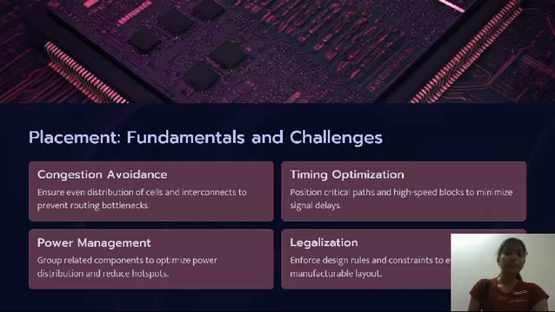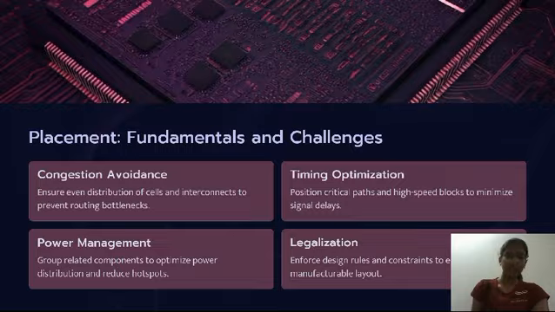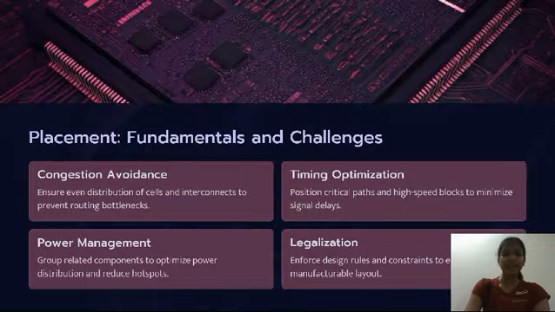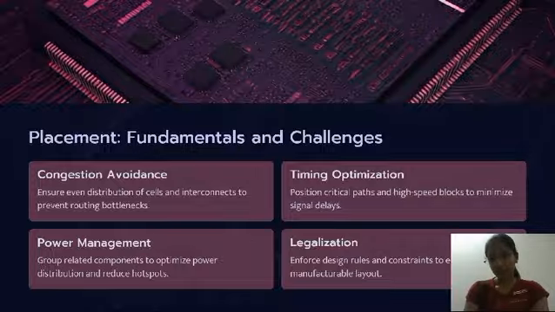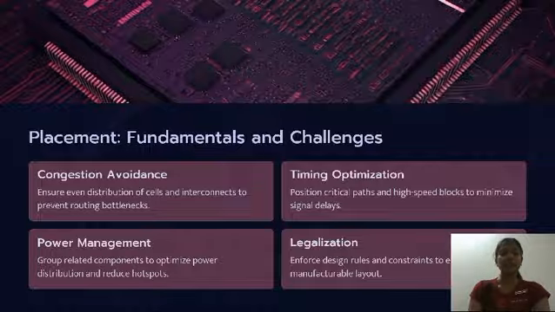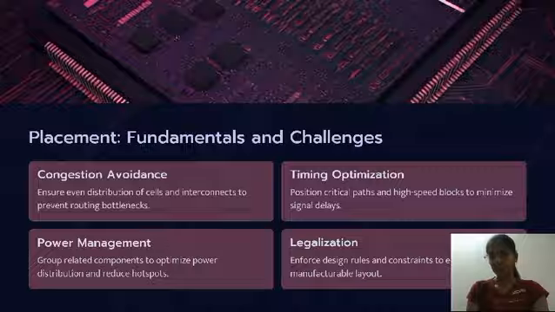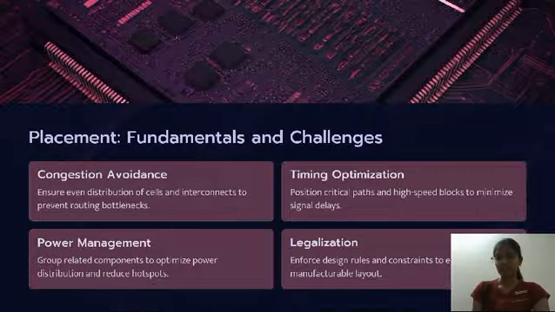Next, I have placement, that is fundamentals and challenges. We have some fundamentals and challenges in this placement: congestion avoidance, timing optimization, power management, and legalization. Congestion avoidance: ensure even distribution of cells and interconnects to prevent routing bottlenecks. Then we have timing optimization: position critical paths and high speed blocks to minimize the signal delays. Then power management: group related components to optimize power distribution and reduce the hotspots. Next, I have legalization: enforce design rules and constraints to get manufacturable layouts.